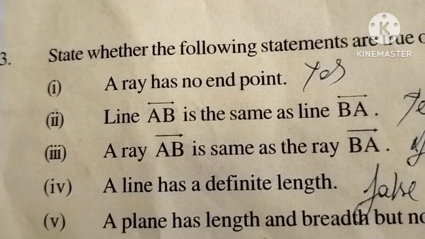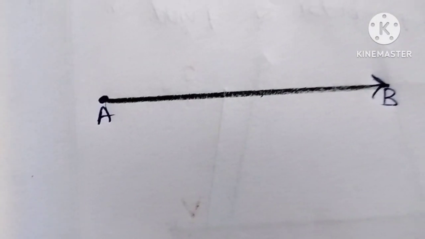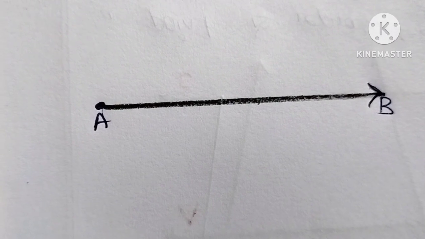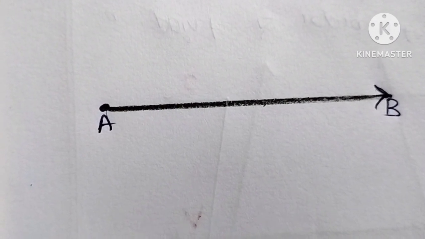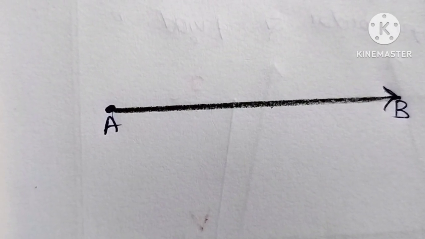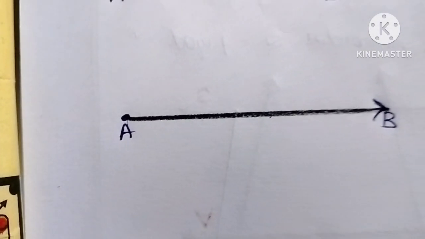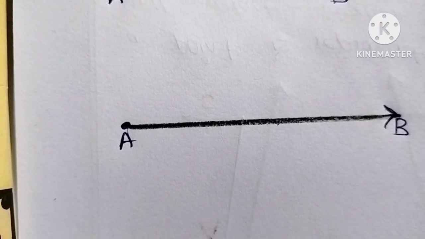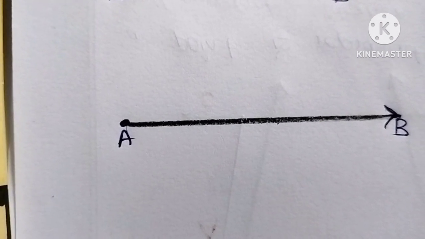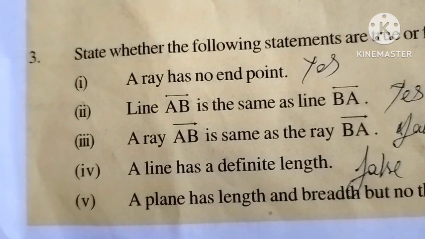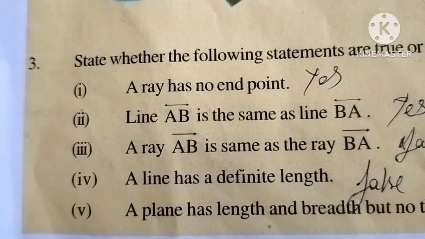So third one, a ray AB is same as the ray BA. Here I am taking an example. The ray is starting from the point A and it is going in the direction of B. So how to represent this? AB. Now I am taking BA. B is not the starting point. So we cannot say BA and AB are same. Those are different.